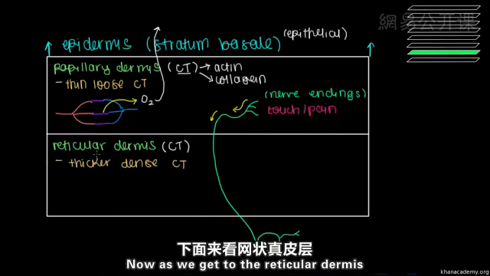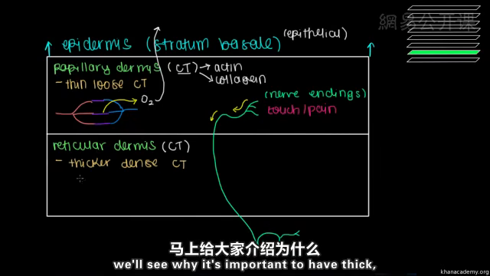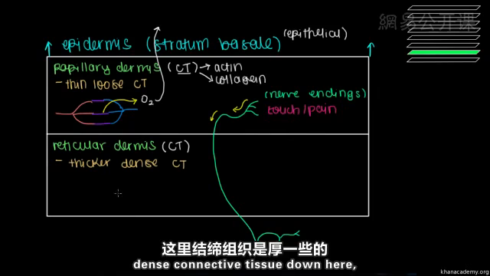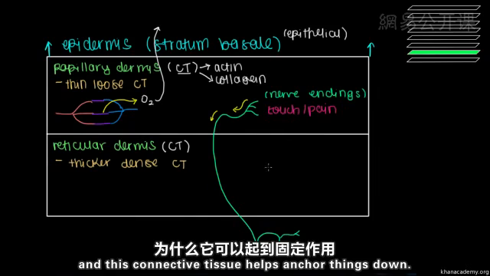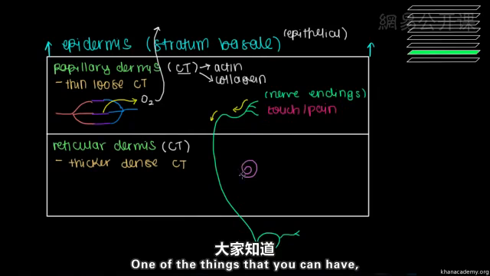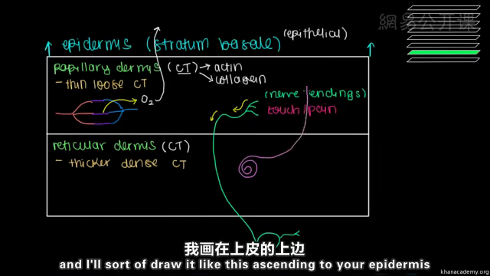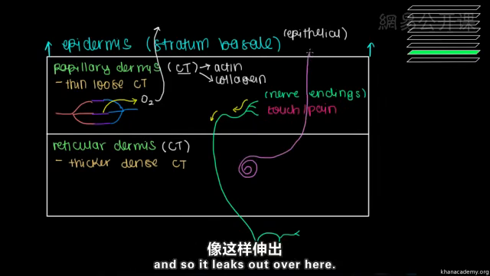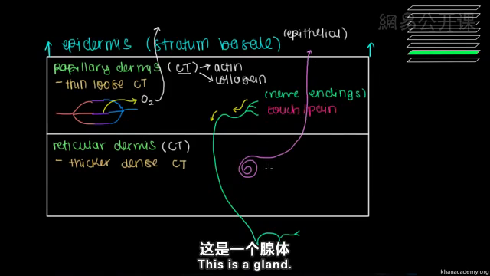Now, as we get to the reticular dermis, we'll see why it's important to have thick, dense connective tissue down here. And this connective tissue helps anchor things down. One of the things that you can have, and I'll sort of draw it like this, ascending to your epidermis, and so it leaks out over here. This is a gland.